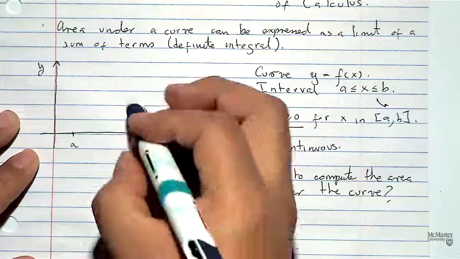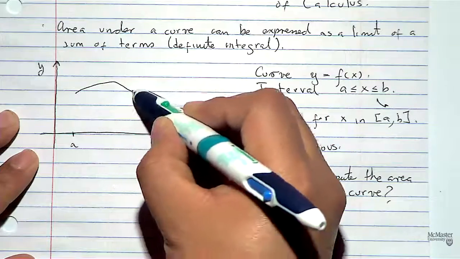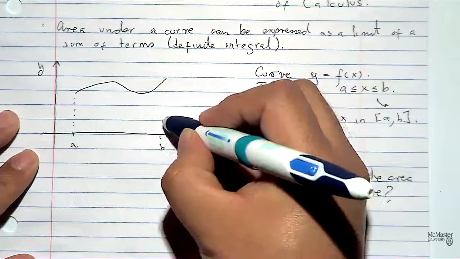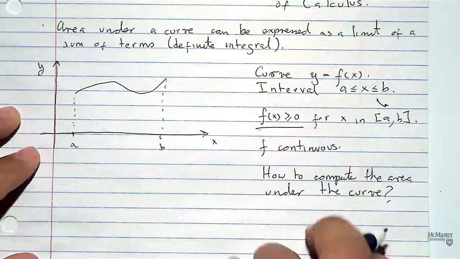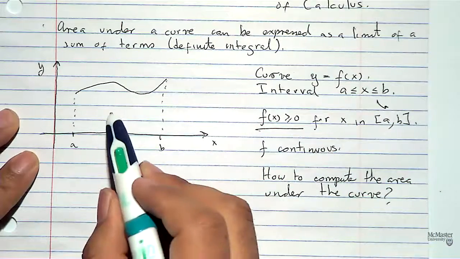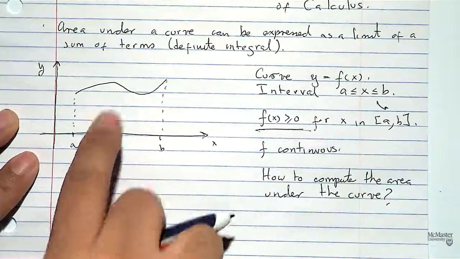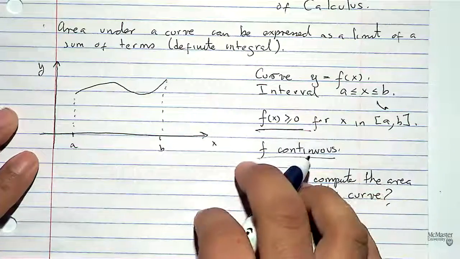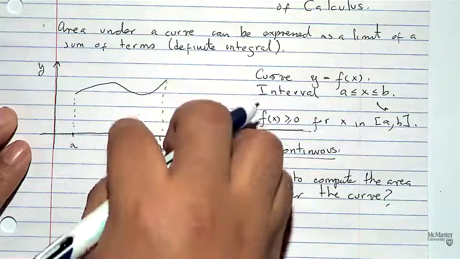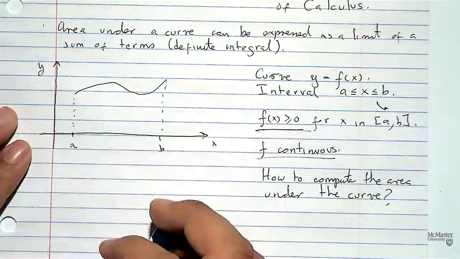So we have a function, let's say something like this, and we care about this area. Of course, there are many assumptions, right? The function should be non-negative, f of x greater or equal to 0, that's why we have it on this side. It's continuous, it makes our life easier, and we want to calculate the area below the curve. So basically contained between this axis and this curve.